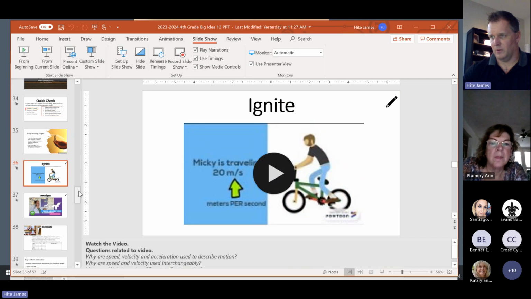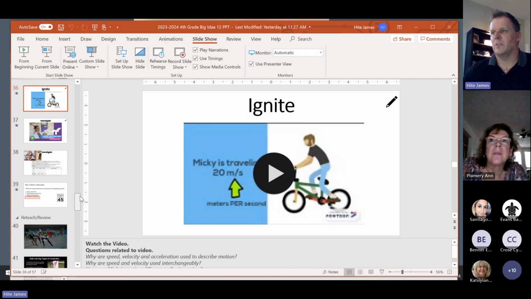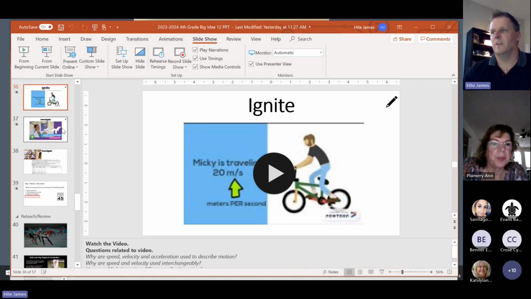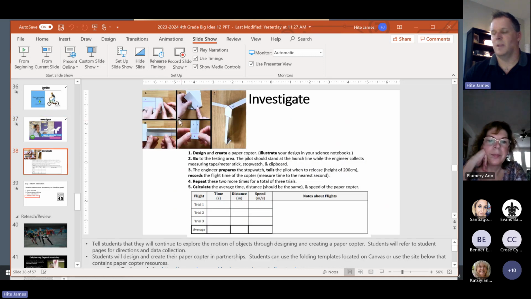It does start out with, again, content building, making sure they understand what speed is, what motion, position, all those terms, how they associate with each other and how they associate with motion. There is a video of how to make a paper helicopter and what to do with it. There are some questions that go along. I put the templates on Canvas, so they make a little paper helicopter, very easy to do. And then they are going to find the speed of it.